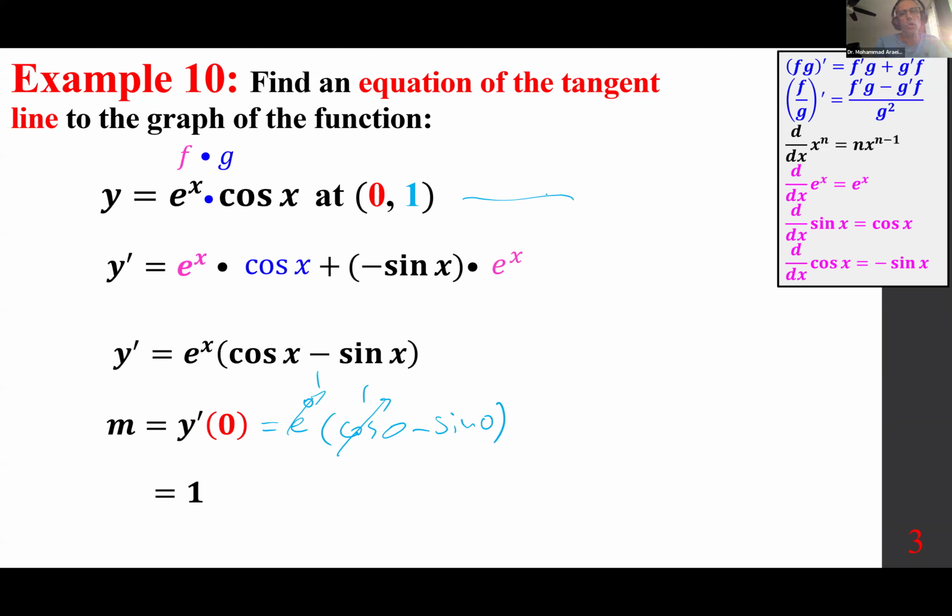Because this is the y-intercept, in other words, b equals 1, just use y equals mx plus b and replace it, and y equals x plus 1. You don't have to use the point slope. We are done. The equation of a tangent line is y equals x plus 1.